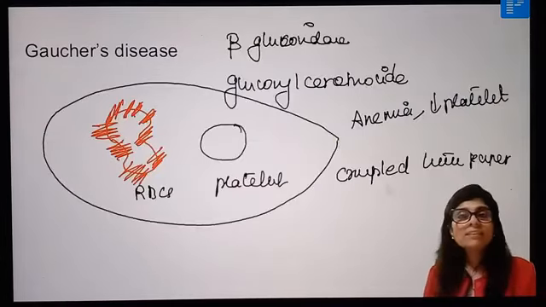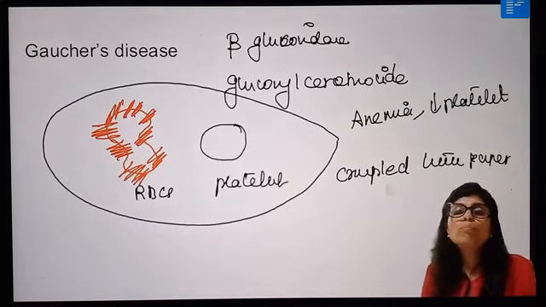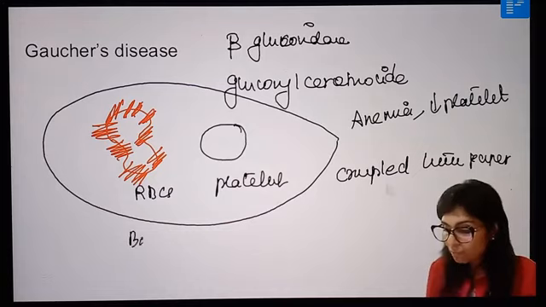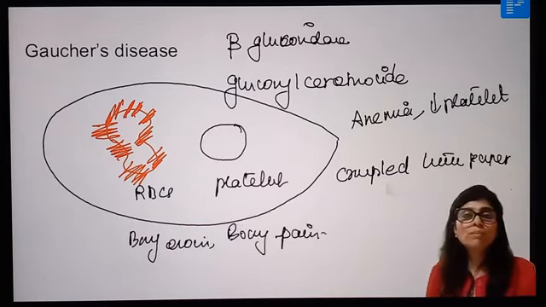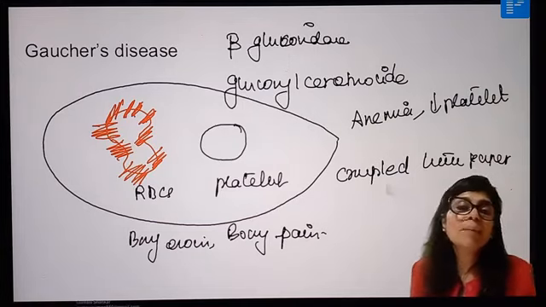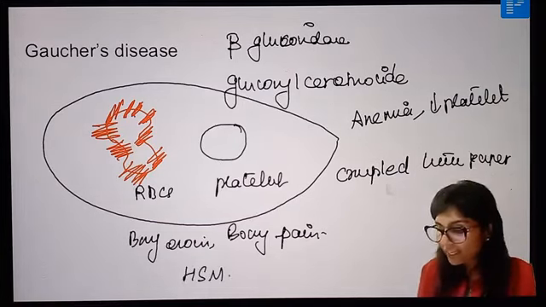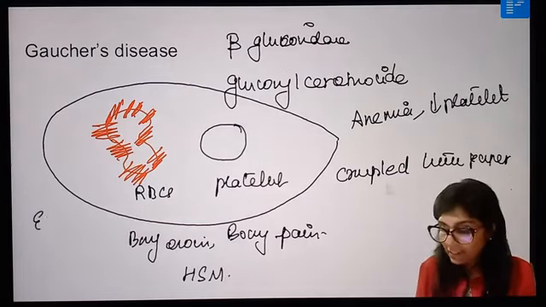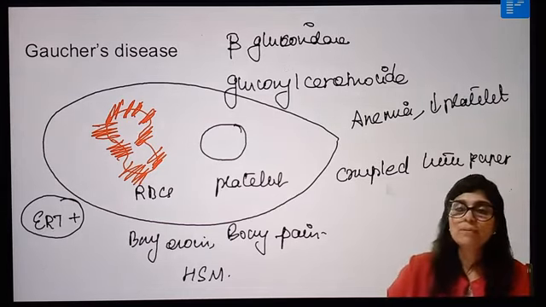And because there is refractory anemia, there will be compensatory erythropoiesis in the bone. And that causes bony erosion and bony pain. Compensatory erythropoiesis also happens in extramedullary tissue, and that causes hepatosplenomegaly. And enzyme replacement therapy is available for Gaucher's. Right? Enzyme replacement therapy is available for Gaucher's.